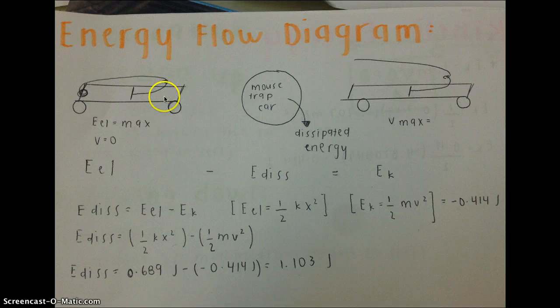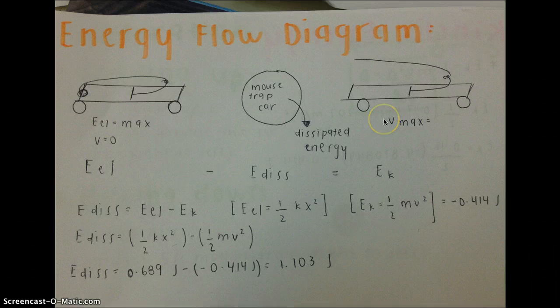Okay, so this is the energy flow diagram of the car moving. Our first part in motion is when the string is wound all the way around the back axle, which means that this car has elastic energy and its velocity is 0. So we have elastic energy right here. And then we have the system, which is the mousetrap car, and during its motion, there is dissipated energy. So we have elastic energy minus dissipated energy.